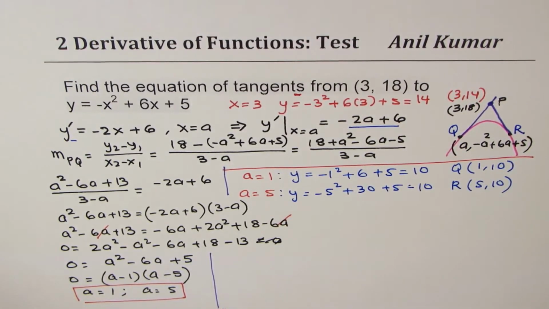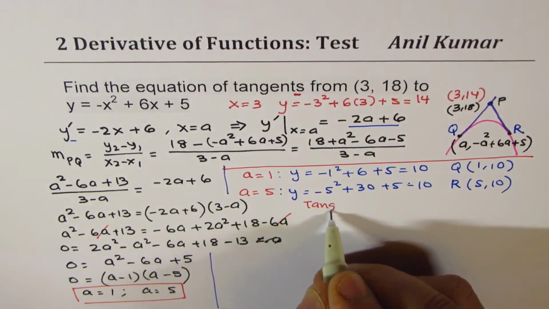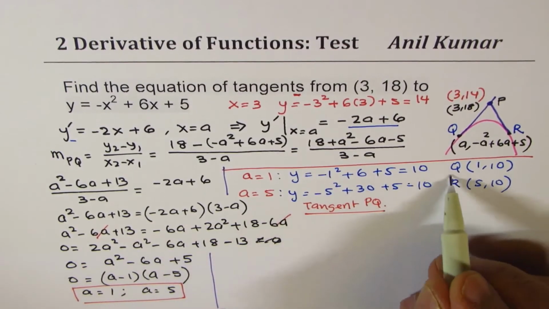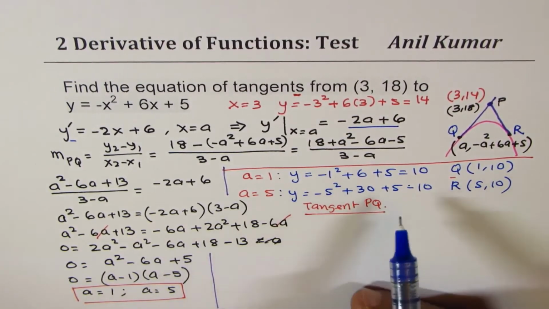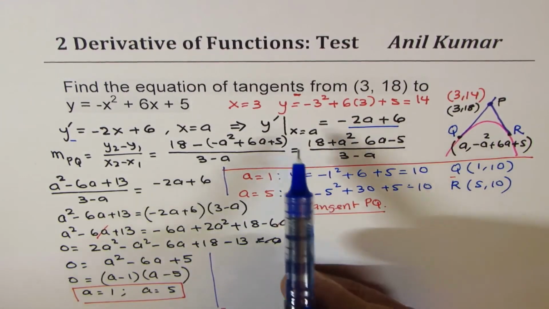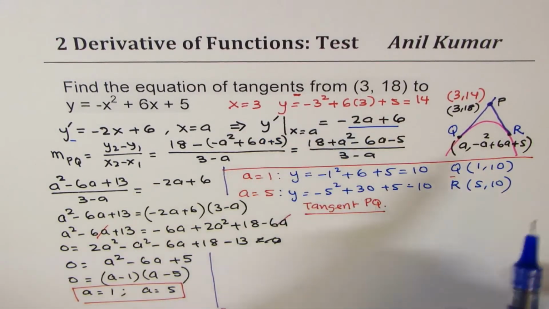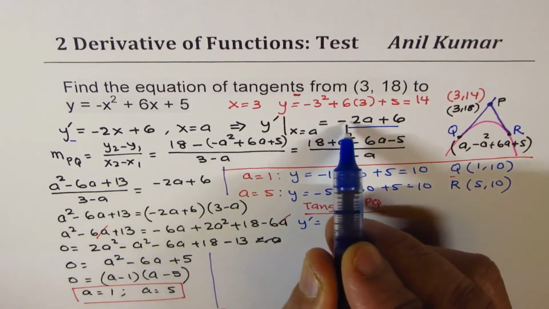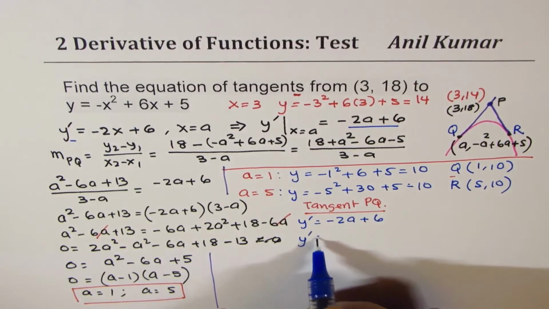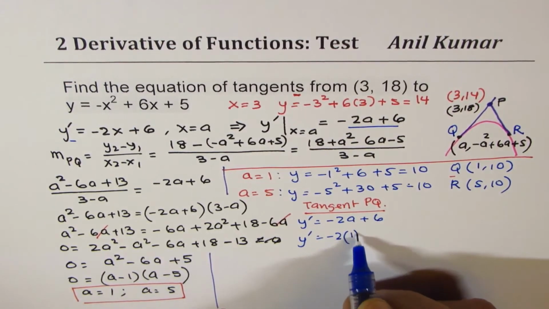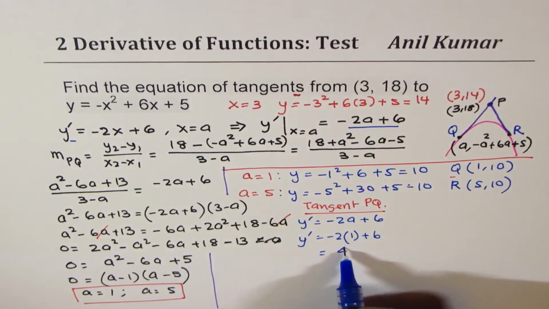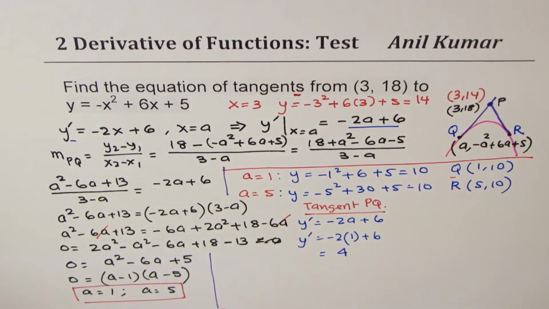So now let us find equation of tangent PQ. Let's say Q is (1, 10). And the slope at this point, for a equals to 1, let's write down the slope. We know y dash is equals to minus 2a plus 6. So y dash will be equals to minus 2 times 1 plus 6, and that gives us minus 2 plus 6, which is 4.